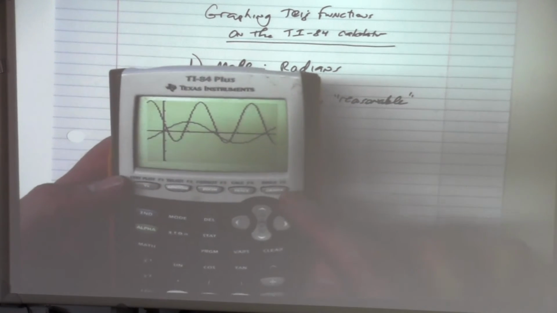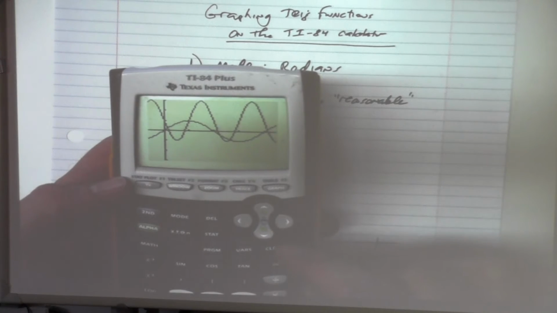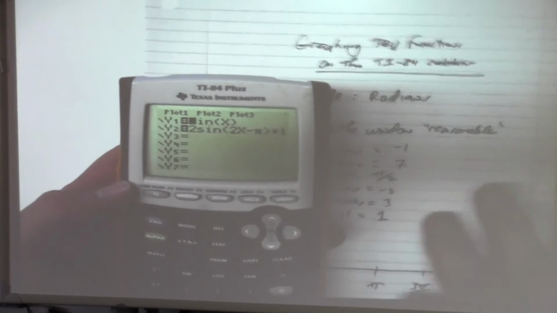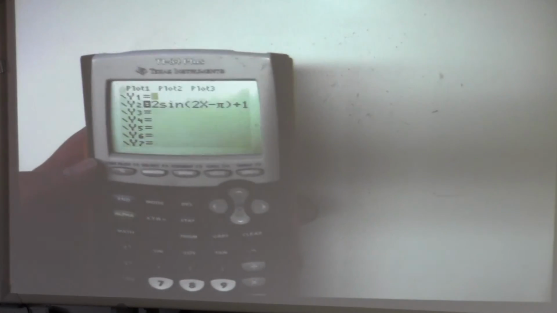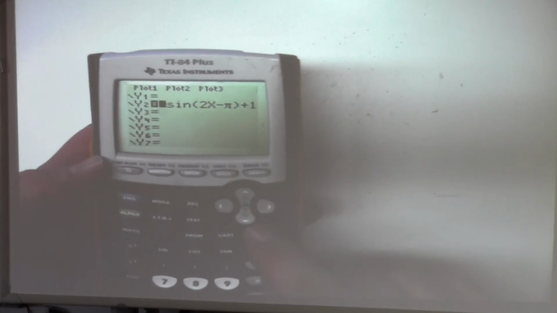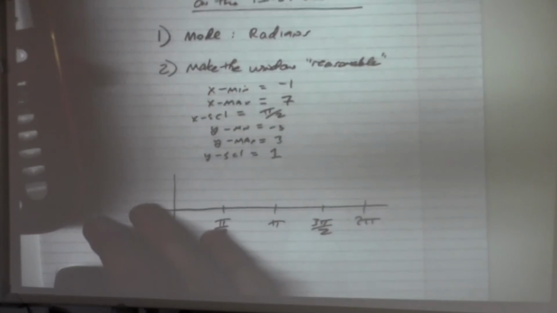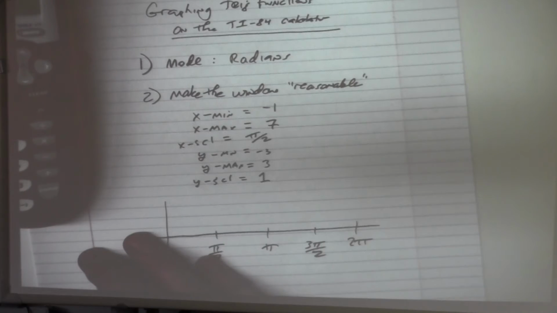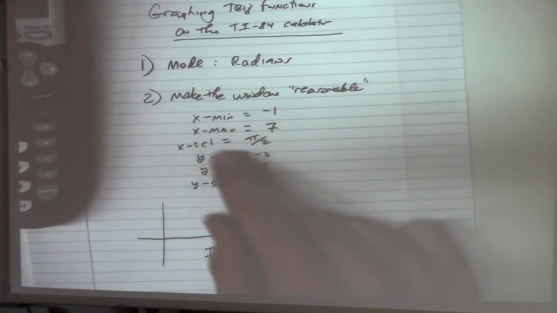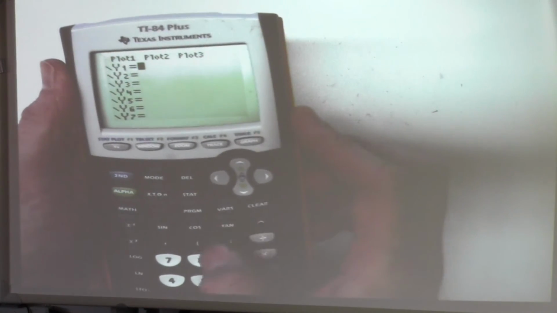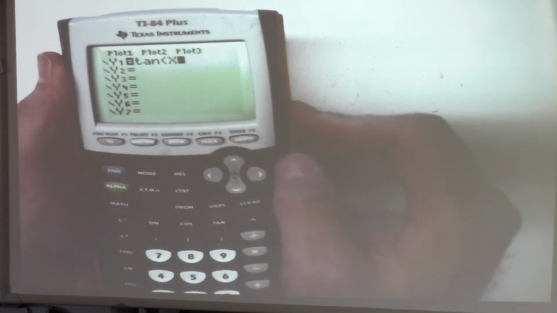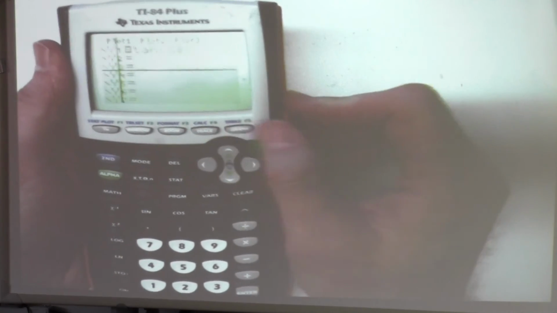Let's also look at tangents. I'm going to go back to here, and I'm going to clear these and move that aside. The same basic thing for tangent, cotangent, secant, and cosecant. You still use radians, and you still do this type of window. All right, let's come here and let's look at what a tangent looks like. Tangent of x. And graph it.